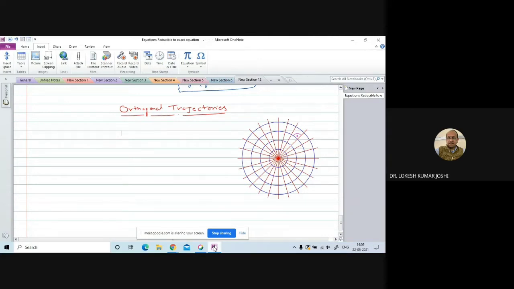The term orthogonal represents right angle to each other. So whenever we have two curves which are at right angle to each other, or which cut each other at right angle, such type of curves are known as orthogonal curves. Now, what is the definition of orthogonal trajectory? We can note down the definition.